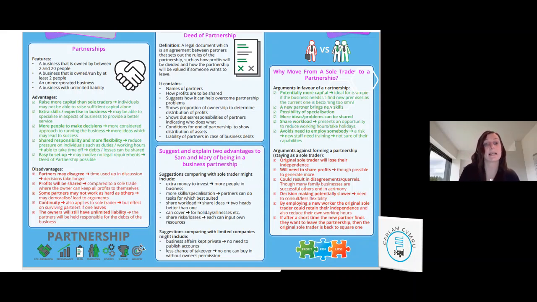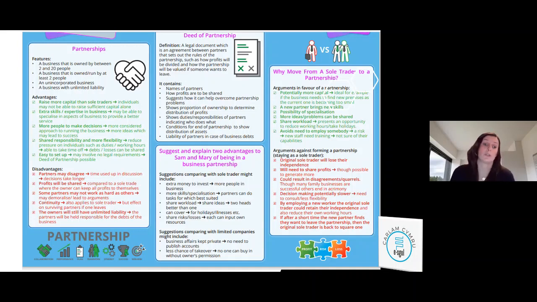And then it is easy to set up. There are no necessarily legal requirements like you might have as a company, but it is advised to set up a deed of partnership in order to make sure that things are documented, so that if the partnership was to break down, how would that be split.